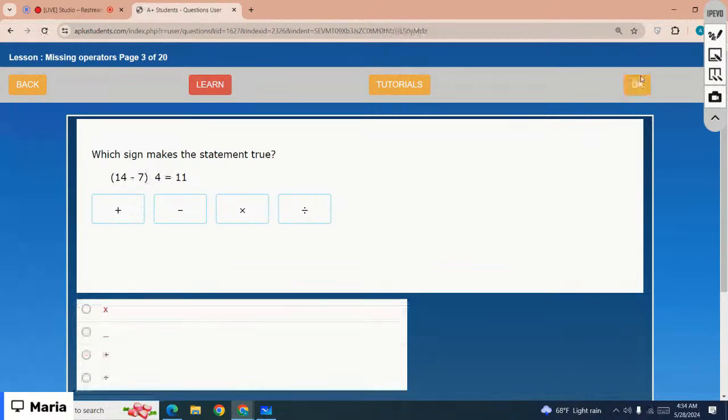Which sign makes the statement true? Which is the correct option? That is plus because 14 minus 7 is 7 and 7 plus 4 is 11. So that is addition. You need to add them.